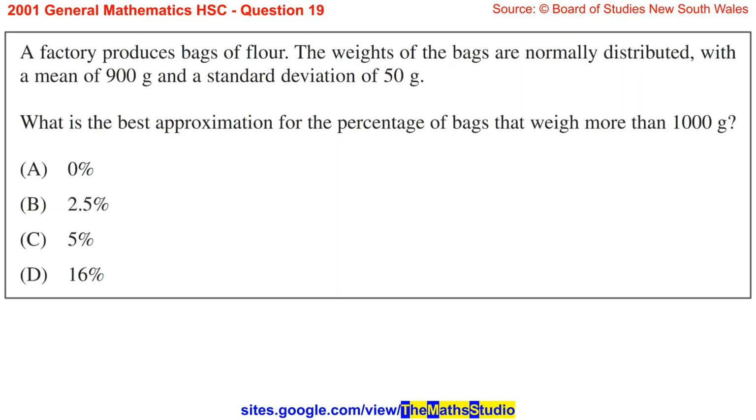Question 19. A factory produces bags of flour. The weights of the bags are normally distributed with a mean of 900 grams and a standard deviation of 50 grams. What is the best approximation for the percentage of bags that weigh more than 1000 grams?